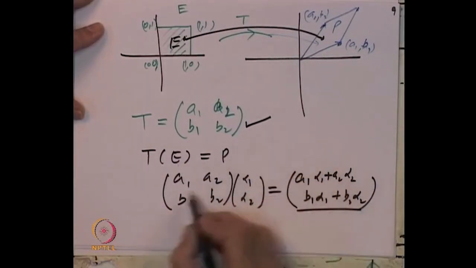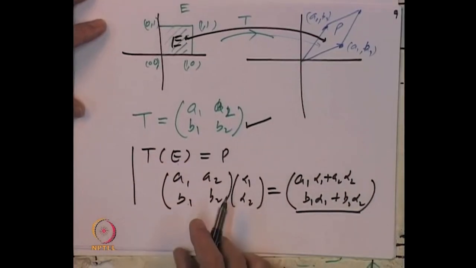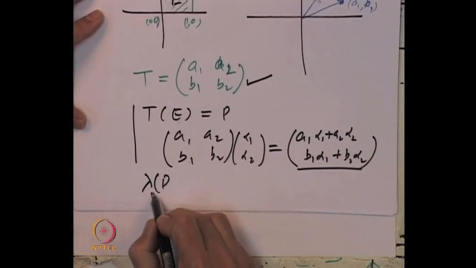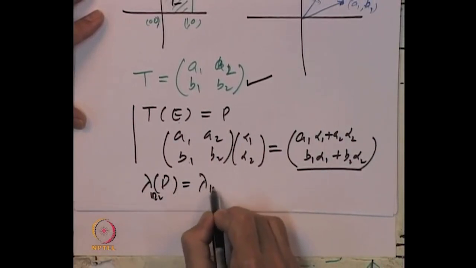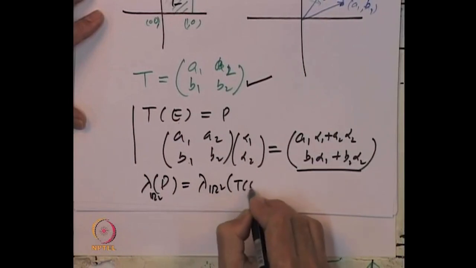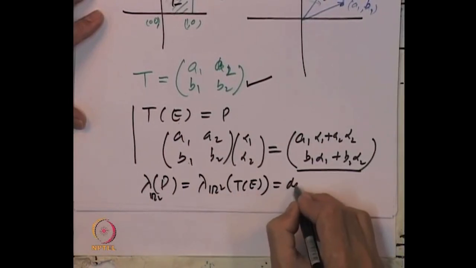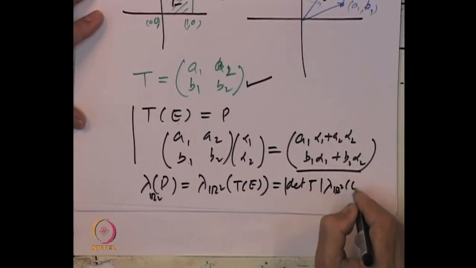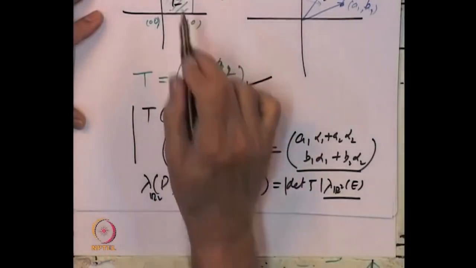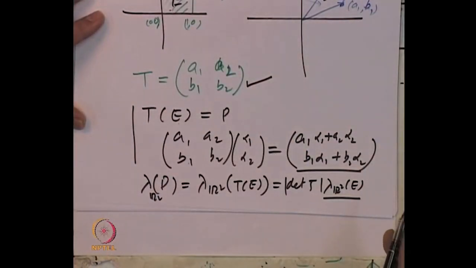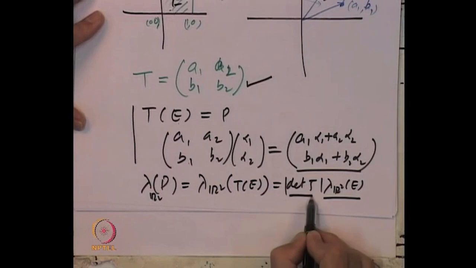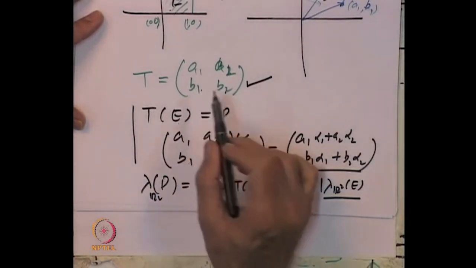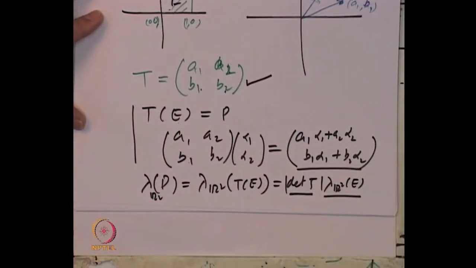So, under the linear transformation T given by this matrix, the unit square changes to the parallelogram, and once that is true, this will imply that the Lebesgue measure of P is the same as the Lebesgue measure in the plane of T of E, and that is equal to the absolute value of the determinant of T times the Lebesgue measure of E. But the Lebesgue measure of E, that is the area of a rectangle, is equal to 1, and the determinant of T is A1 B2 minus A2 B1. So, that gives us the result.